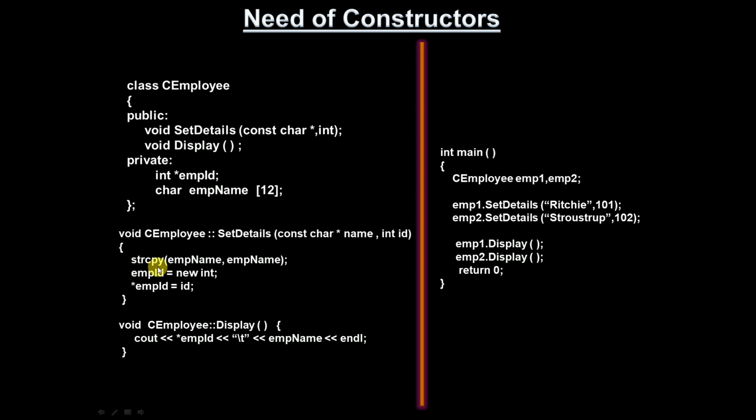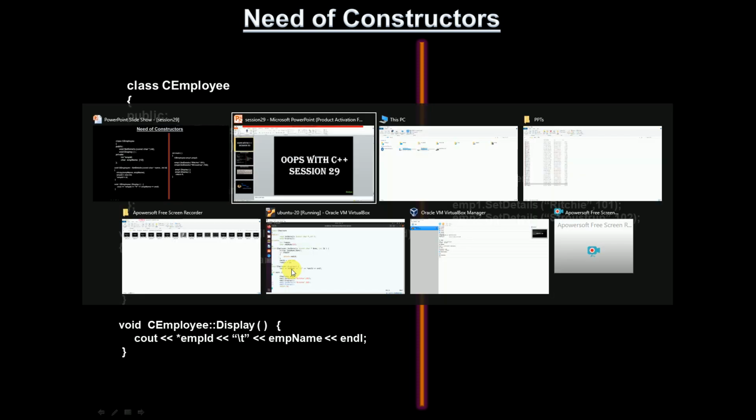After allocating memory, I have to initialize it. I am just doing star emp id equals id. Now in the display function, I am displaying star emp id. Since emp id is a pointer, I have to use the star dereferencing operator to display the value, and I am printing the emp name. By using set details I'm setting, and by using display I'm displaying the object's information. So this is my program. Just compile it and run it to see how it comes.